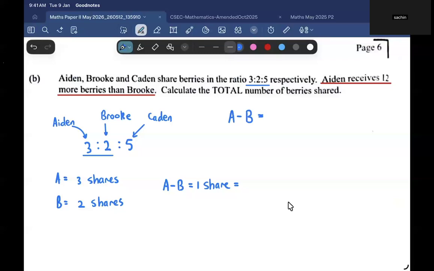All right. So Eden receives 12 more berries than Brooke. So what's the difference then between Eden and Brooke? Can anybody tell me?